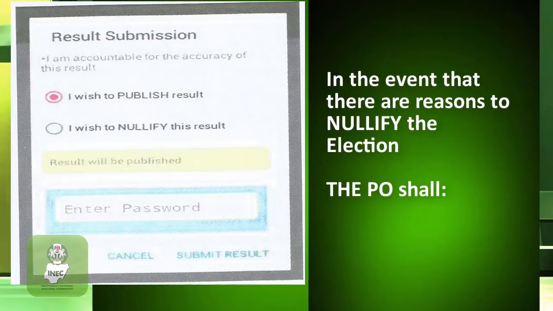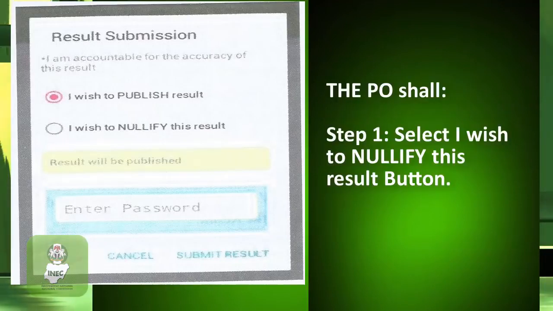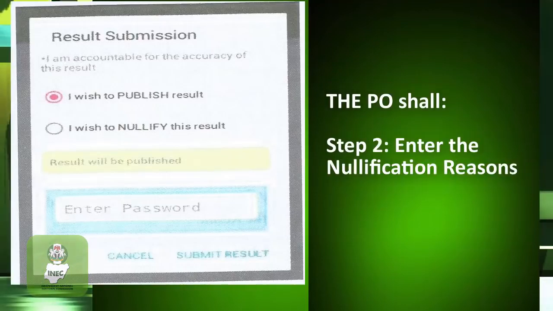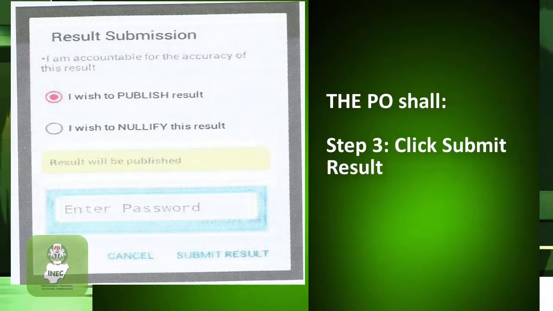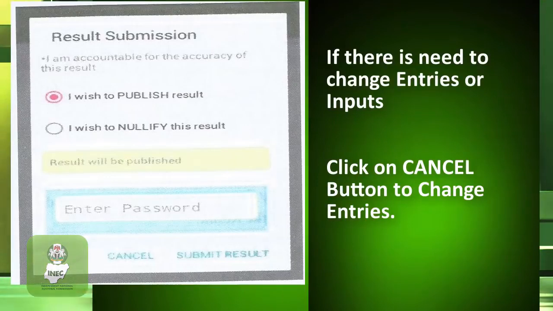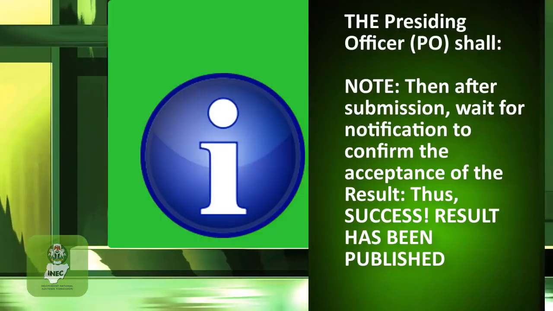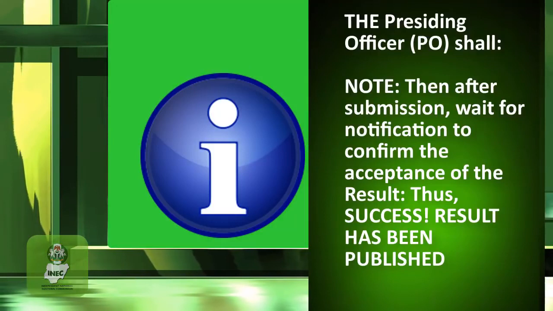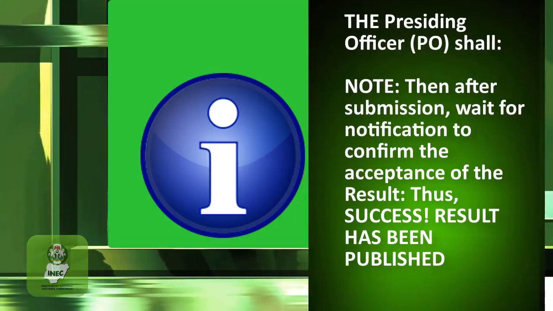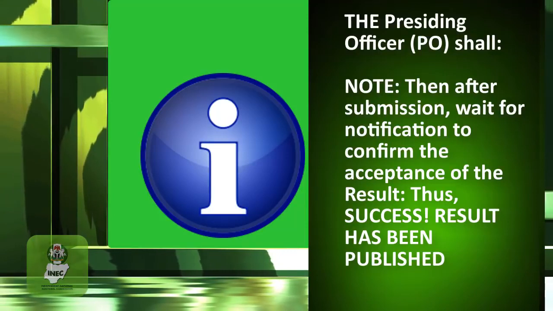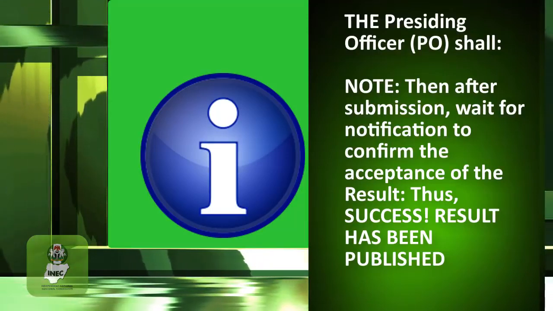In the event that there are reasons to nullify the election, PO shall: Step 1. Select the "I wish to nullify this result" button. Step 2. Enter the nullification reason. Step 3. Click Submit Result. If there is need to change entries or inputs, click the Cancel button to change entries. Note: after submission, wait for notification to confirm the acceptance of the results. Thus: "Success. Result has been published."